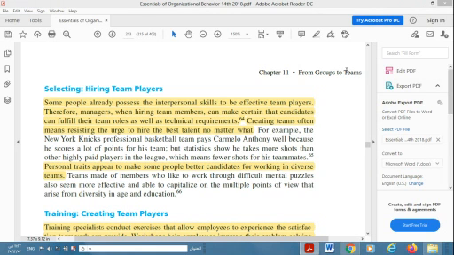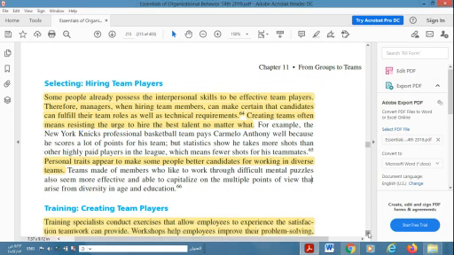Selecting or hiring team players. Some people already possess the interpersonal skills to be effective team players. Therefore, managers, when hiring team members, can make certain that candidates can fulfill their team roles as well as technical requirements. Okay, therefore we should not appoint people randomly. The assumption is that they have specific skills such as problem solving skills, interpersonal skills. I have personal traits that must be present in them, certain attitudes, abilities I must look for, and so on. So personal traits appear to make some people better candidates for working in diverse teams than others.